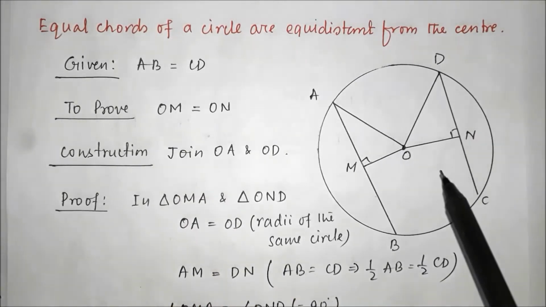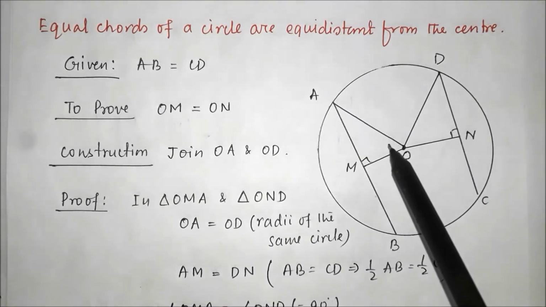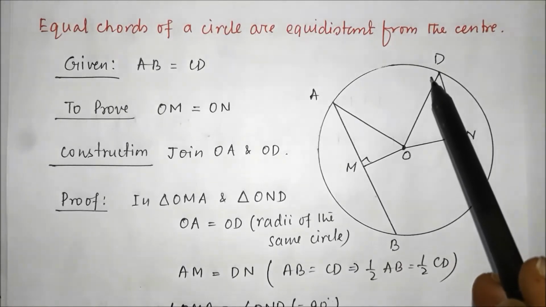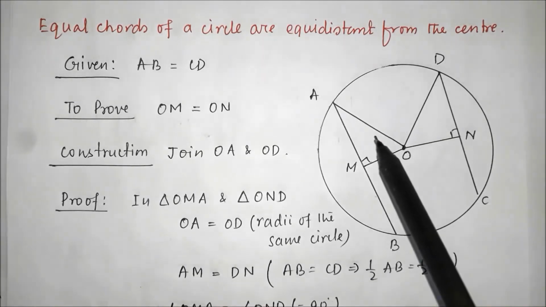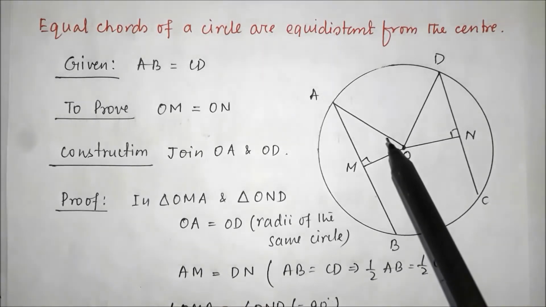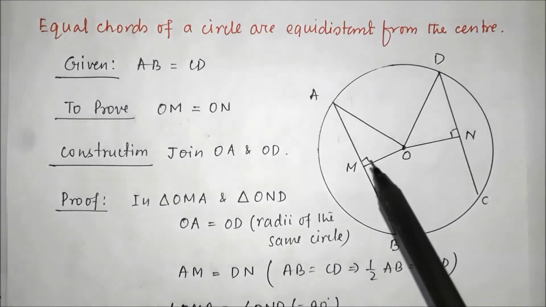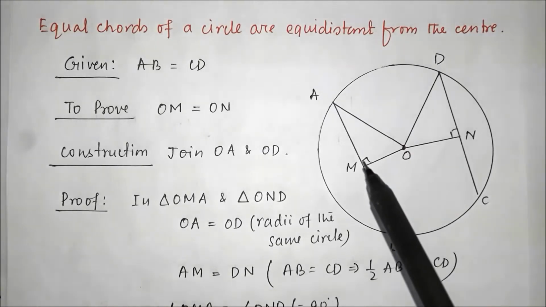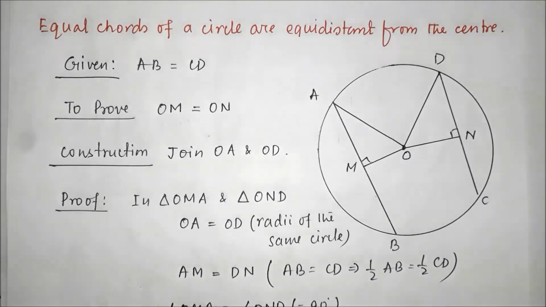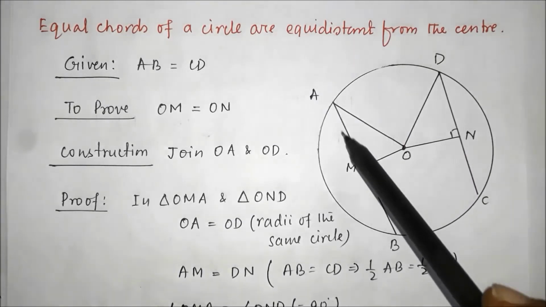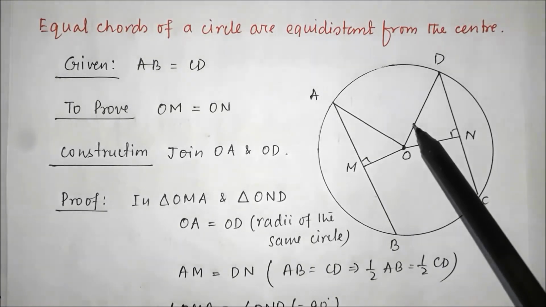For that we need a construction. We join OA and OD. OA and OD are the radii of the same circle. Now we take these two triangles and prove these two are congruent. Now if these two triangles are congruent to each other, then by CPCT we conclude that the distance between O to M and O to N are equal. So we consider the triangles OMA and OND. We consider these two triangles to prove the congruency.